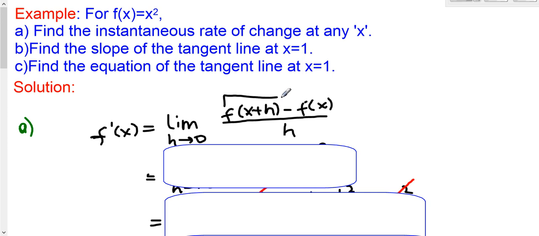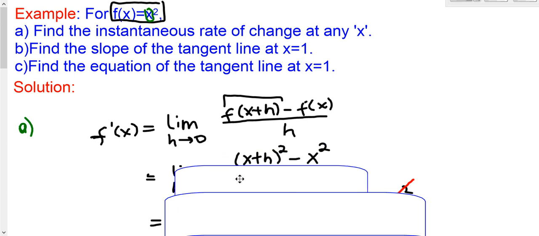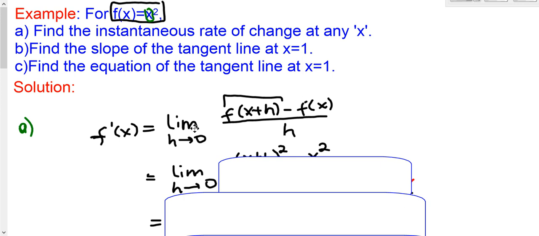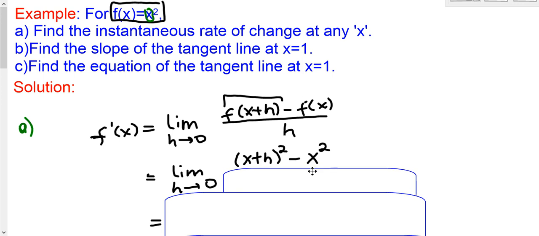To define f of x plus h, go back to the definition of f of x, take the x out, and instead plug in x plus h. So there you're going to get x plus h quantity squared. Don't forget the limit part is still there. Minus f of x. Here you just copy the function exactly as you see it, over h.